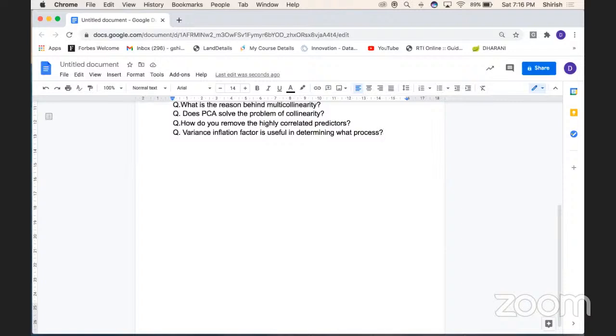It would check how much the variance of the estimate, right? And the regression coefficient is inflated by the existence of multicollinearity, right? By the multicollinearity. How is that particular VIF calculated? How are you calculating VIF? What is the formula for calculating VIF? What is the interpretation of this VIF?